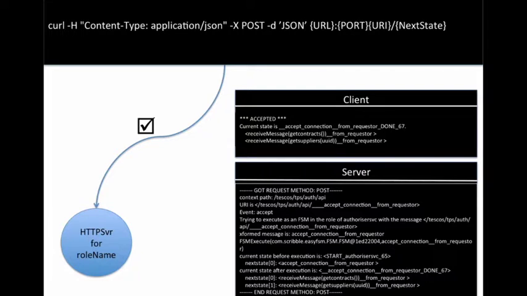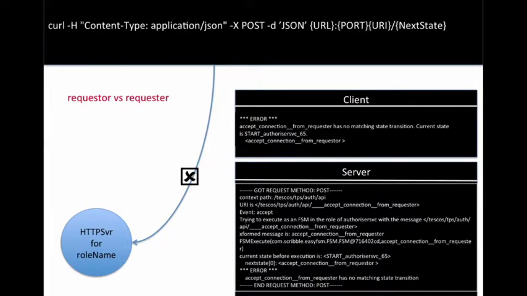And on the server side, it gives you some narrative as to what it's trying to do, whether it accepts the message or not, and what its current next states are. So what it can accept as valid requests from some requester. If you try and do it wrong, so if something goes wrong, so classic case here, requester versus requester, it responds and says, hey, I don't have a matching state transition for that on the client.